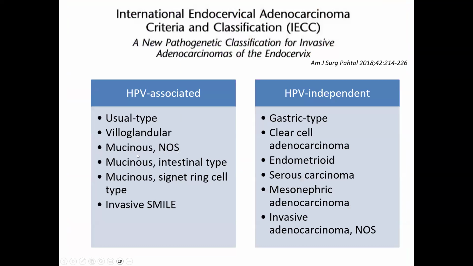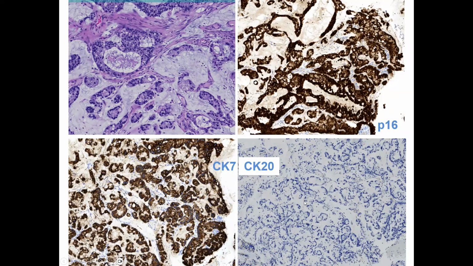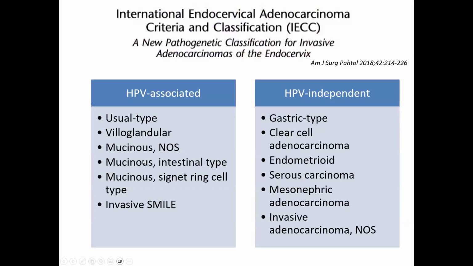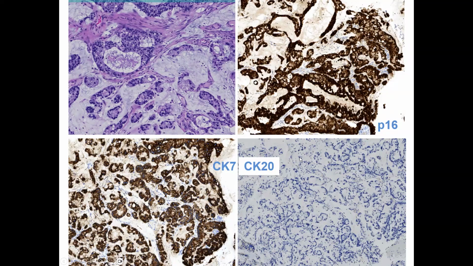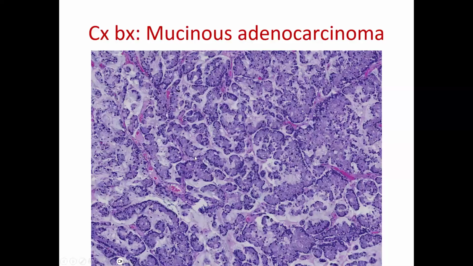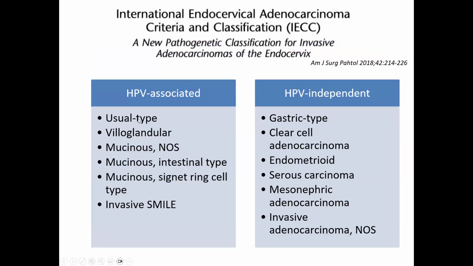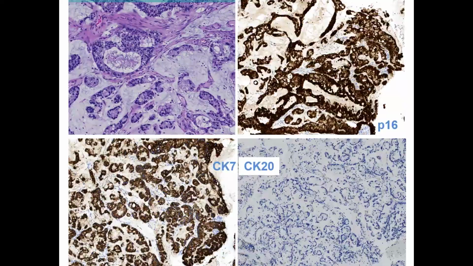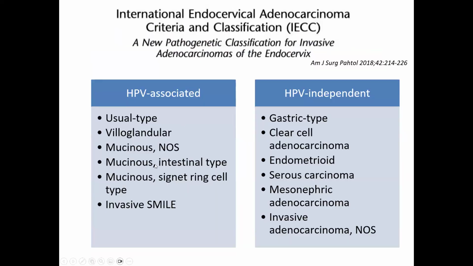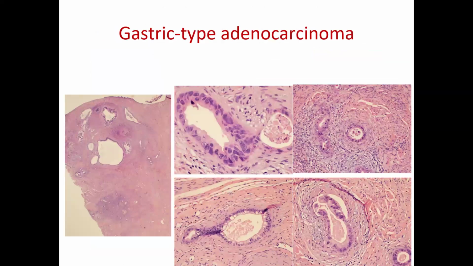It leaves me here. If I had CK20 positivity, I would probably say intestinal type. I did not really see signet ring. I saw some mucin, but not signet ring. So this is how we make our way through this classification. If you call this mucinous carcinoma, I think that's the proper diagnosis. You call this mucinous carcinoma NOS. But fundamentally speaking, this is an HPV-associated carcinoma, which is very different from this case.